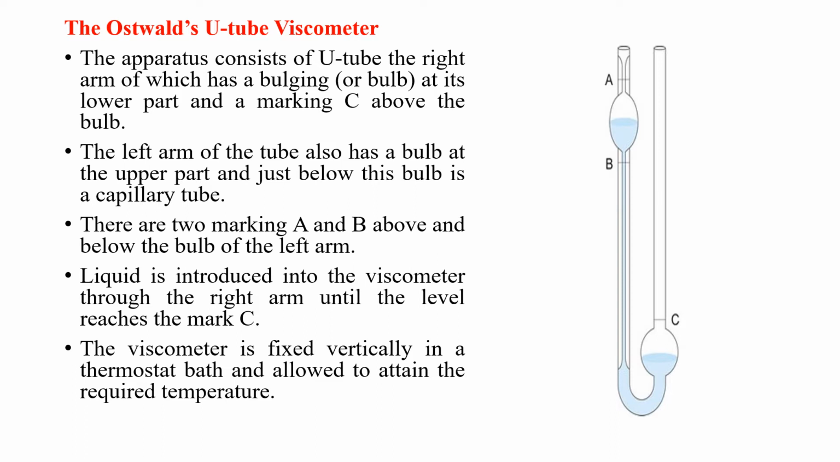Density of the liquid can be determined by means of a specific gravity method. So at the end of the experiment, we'll have different parameters like the time taken by the test liquid to flow and the time taken by the water, the known liquid, to flow from mark A to mark B, the densities of the water and the density of the test sample. By means of these parameters, we'll be able to determine the viscosity of the given test liquid.